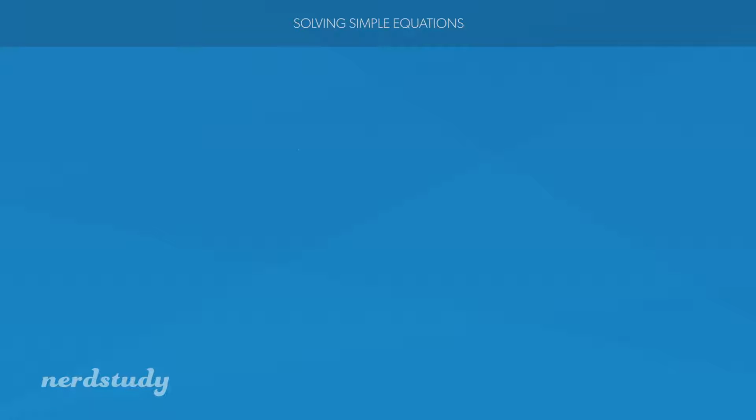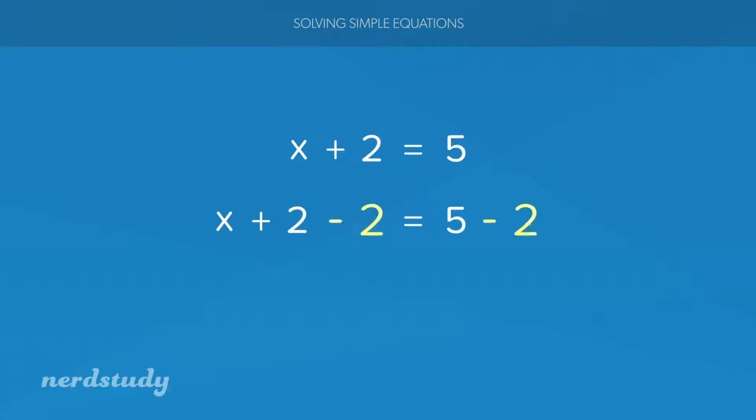We started with one equation, which was x plus 2 equals 5. We decided to subtract both sides by 2 and ended with another equation, x equals 3. So, since the question originally asked us to find the value of x, we can see that we have indeed found the value of x to be equal to 3.